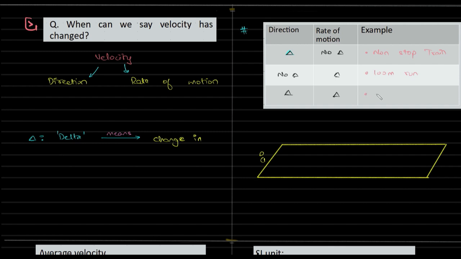When we talk about change in both, we can talk about any random motion, say movement of an ant. So this is an example of change in direction and rate of motion. In all of these cases, we have change of velocity.